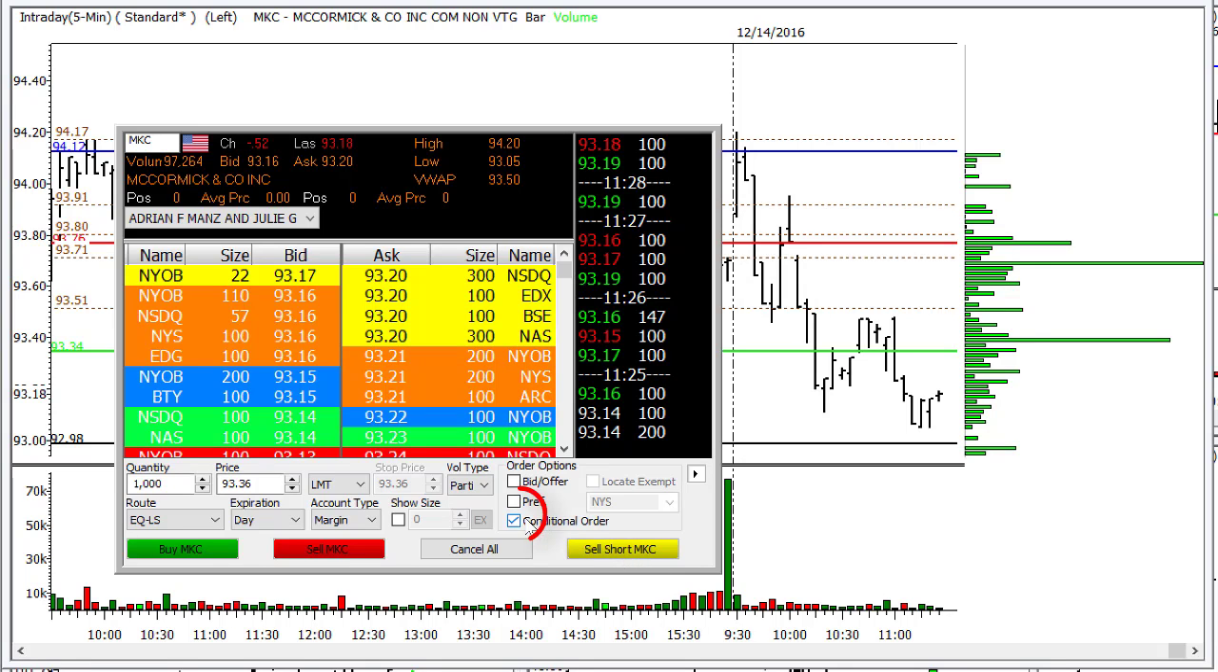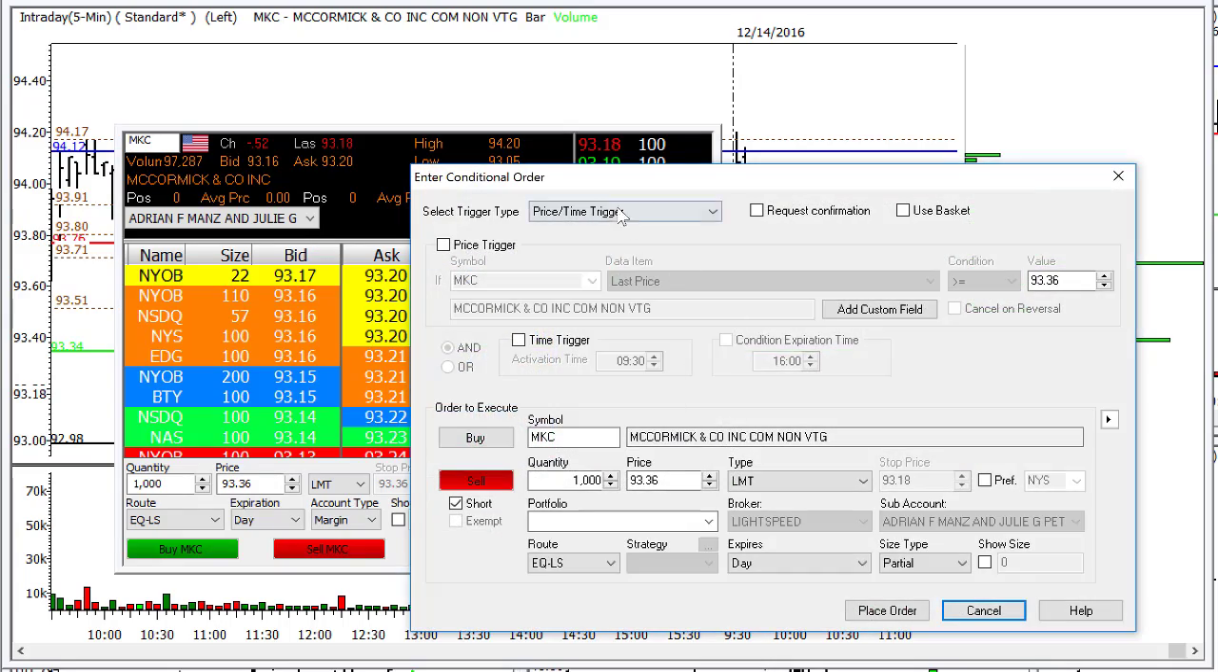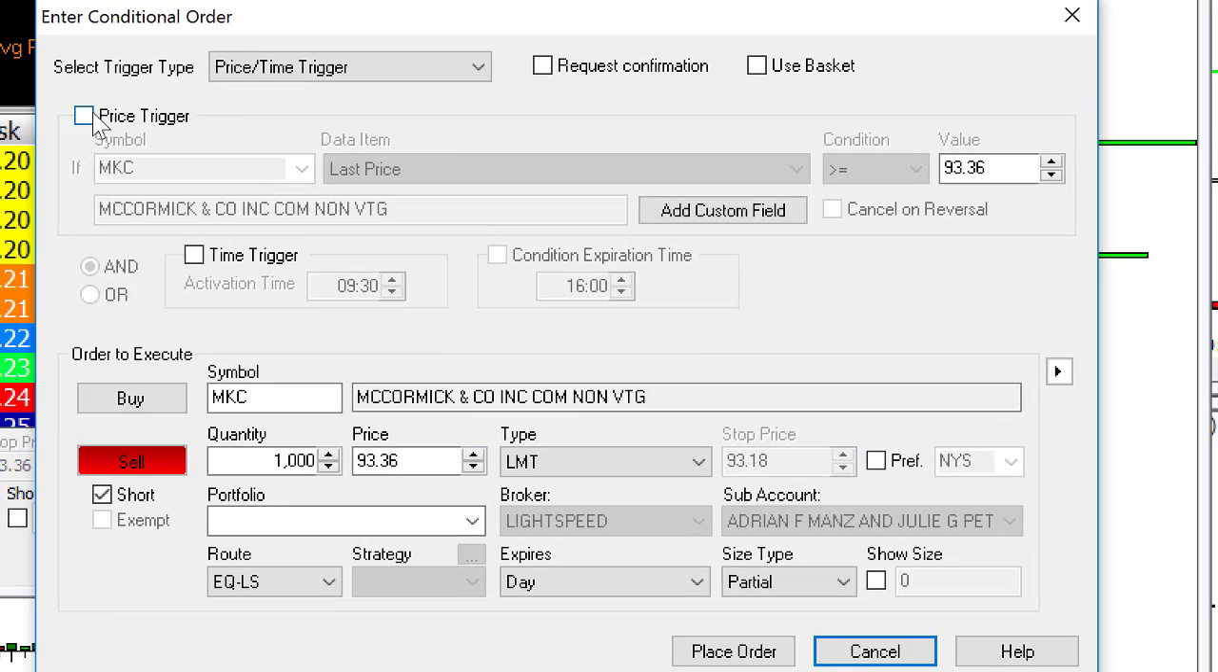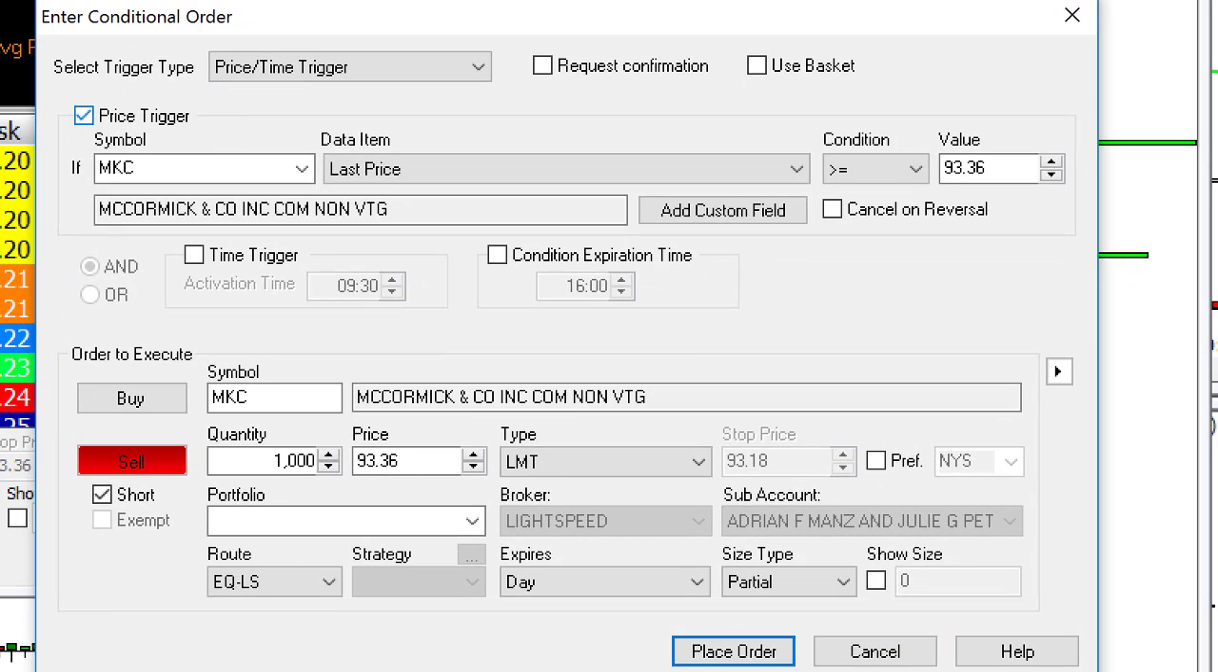Notice I've ticked conditional order. I say sell short, and we get this screen, price time trigger. That's what we want. We want a trigger that occurs based on a price. That price is going to be $94.17. $94.17 is the price that has to tick before anything else happens. Then we come down and we're going to change this limit order to a stop limit. And the reason for that is where we wanted to get in was at $94.11, say.